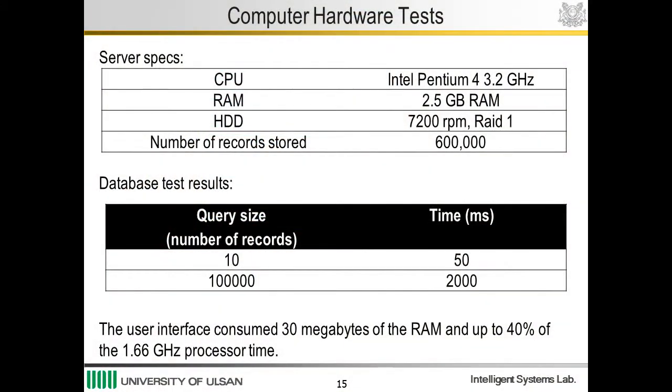So on the server, we used kind of an old computer, and our database had about 500,000 records. To read 10 records from our database, it takes only 50 milliseconds. But if we want to draw a chart on the user interface, we need to read 100,000 records, it takes 2 seconds to read this data.